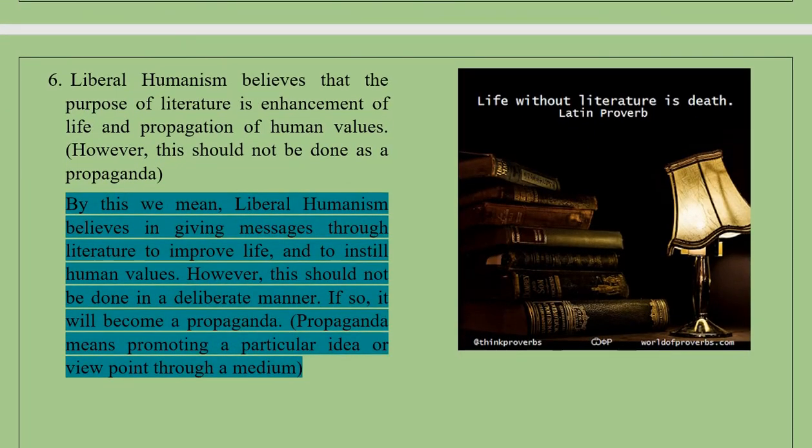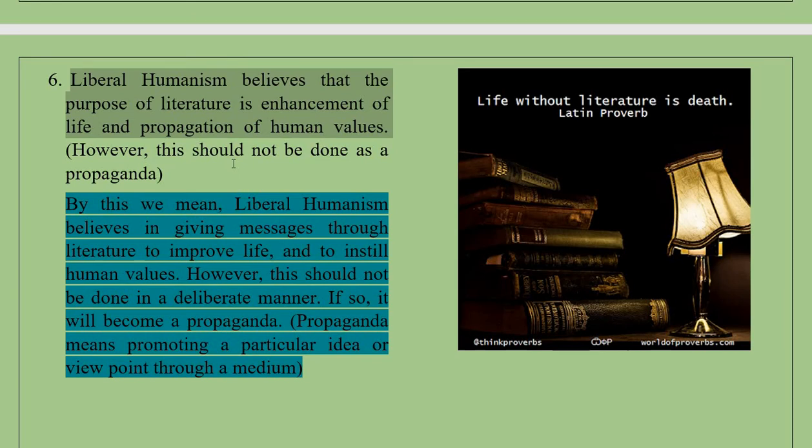The 6th one. Let us see what it is. Liberal humanism believes that the purpose of literature is enhancement of life and propagation of human values. This point is about the purpose of literature, why literature is written. Liberal humanism believes that the purpose of literature is enhancement of life, improvement of life, and propagation, spreading of human values. So liberal humanism considers that a good work of literature will be enhancing life and propagating human values.